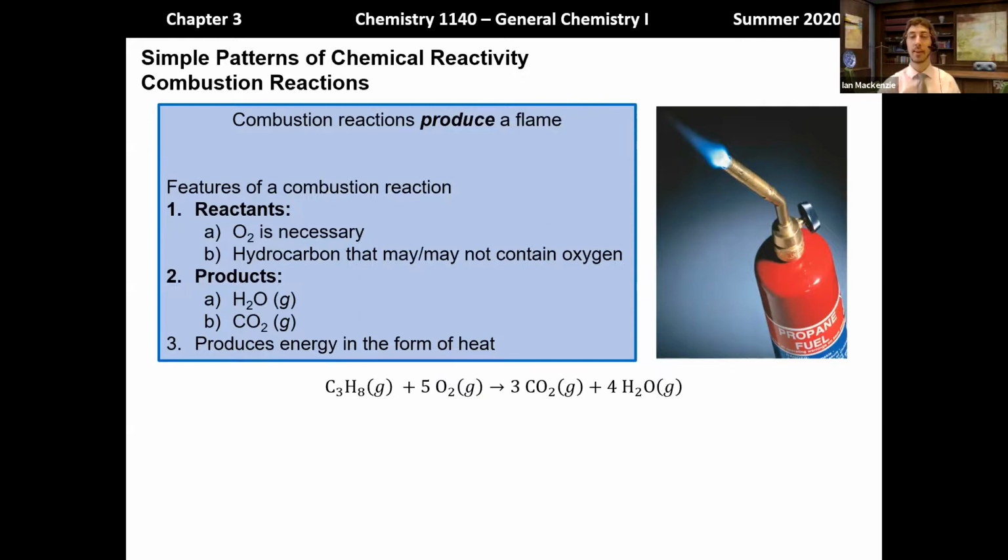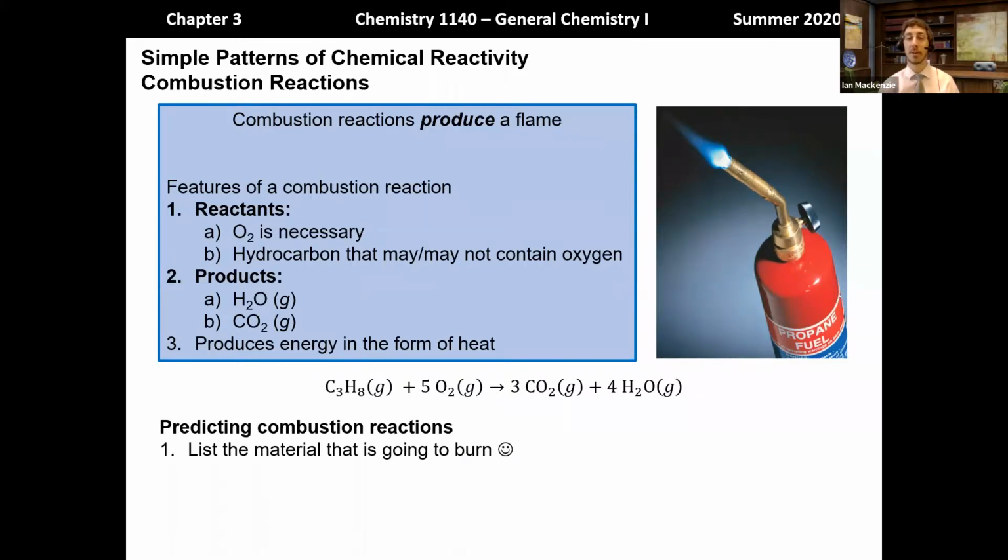So let's go through this a little bit more in detail. In this example of propane burning, you can see we have the hydrocarbon and oxygen as the reactants, and then CO2 and water as our products. So if we were asked to write the combustion reaction for some hydrocarbon, knowing these features of the reactants and the products can help us to predict the balanced chemical equation for a combustion reaction when we're only given the single starting material. So let's see how we go through this.